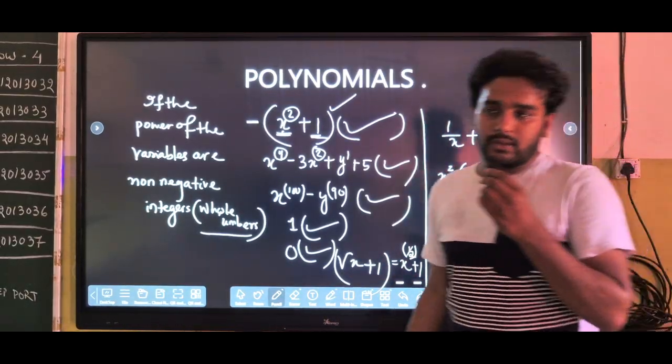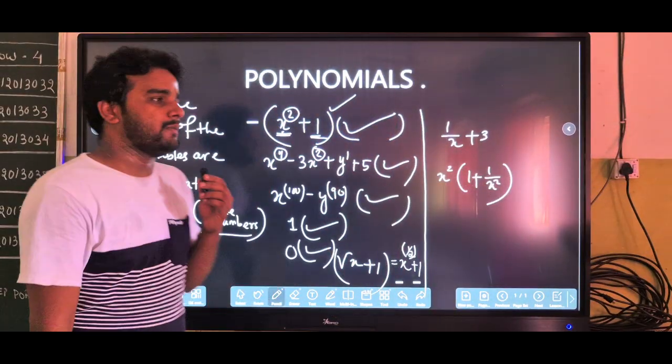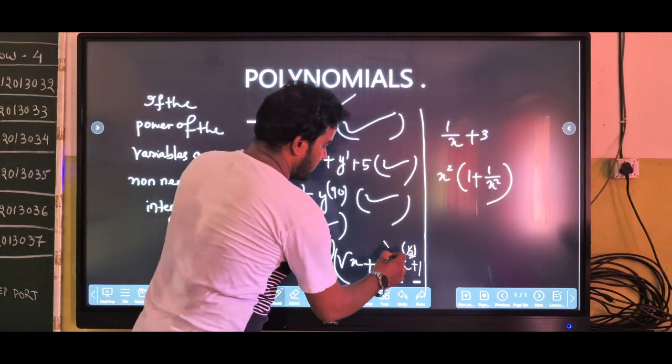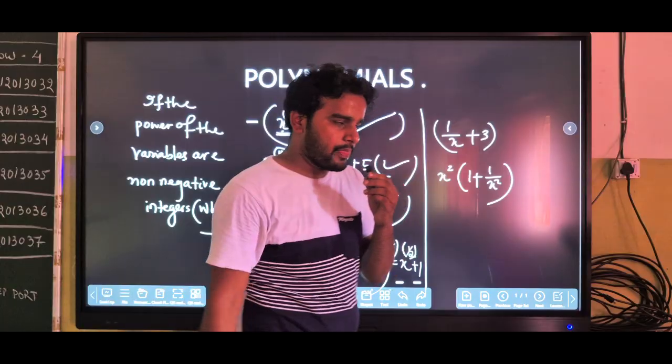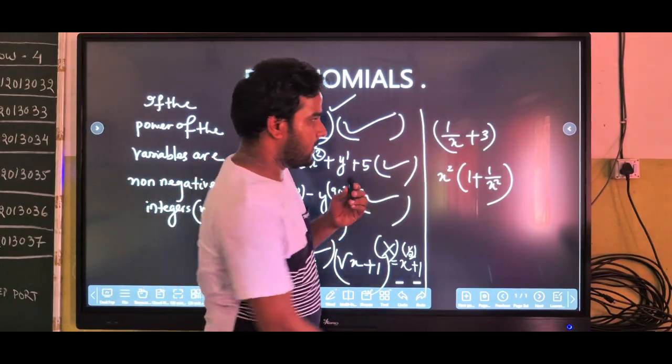It is in the form of p by q. So half is not a whole number and so this is not a polynomial. Next, 1 by x plus 3. 1 by x, you can check 1 by x.